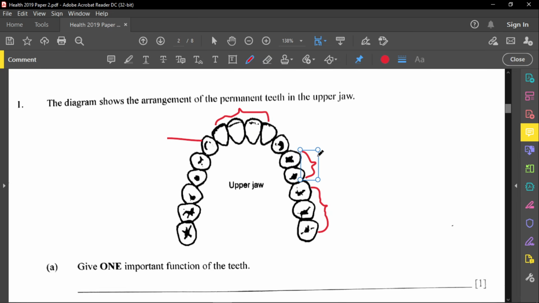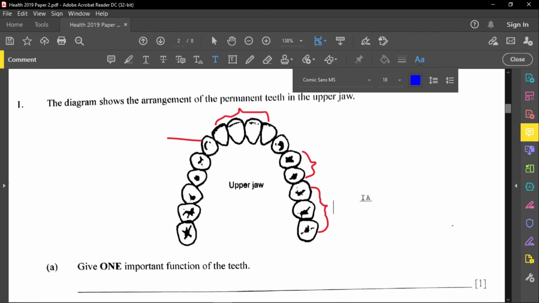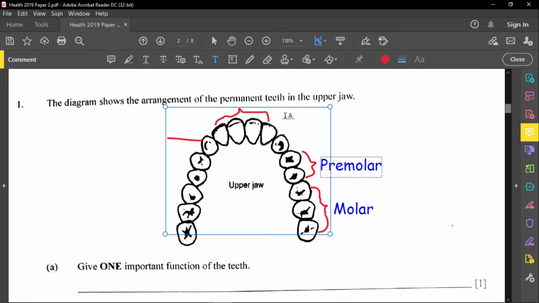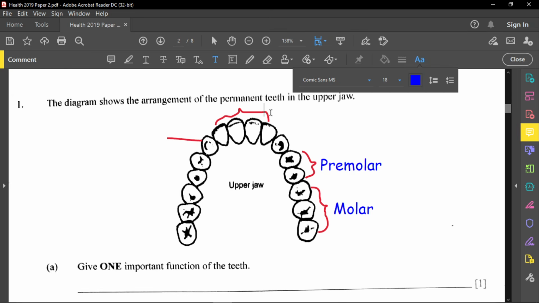Now these are the bottom here. Let's start from the bottom. They are called molar. And these next 2 here are called premolar. Remember, they are on either side. And then on top, they are called the incisor, and then we have the canine.